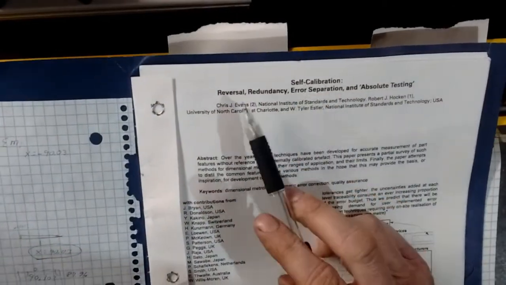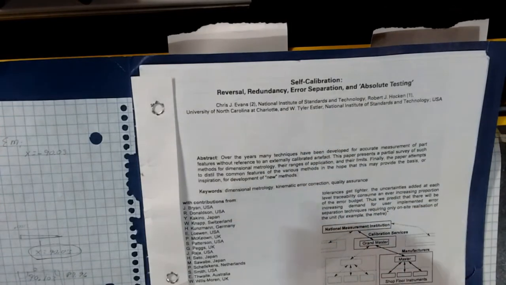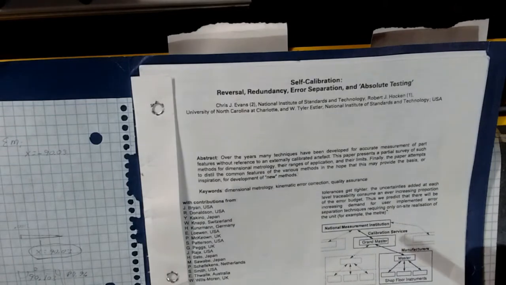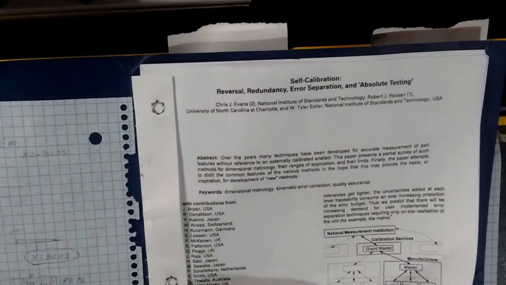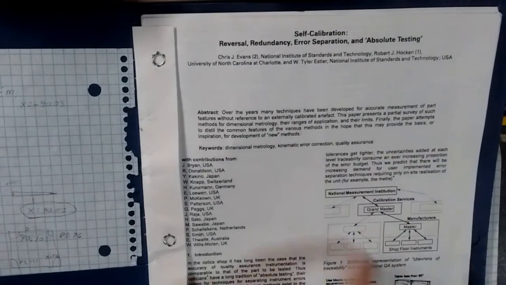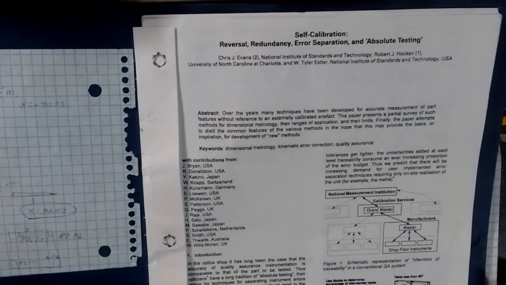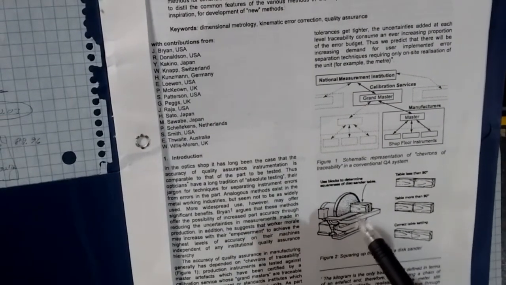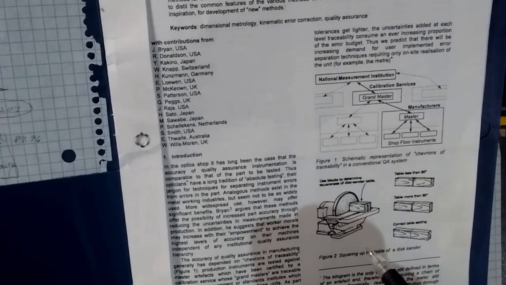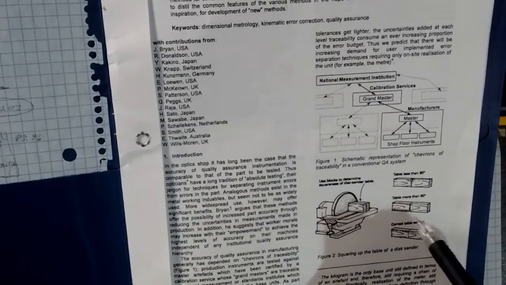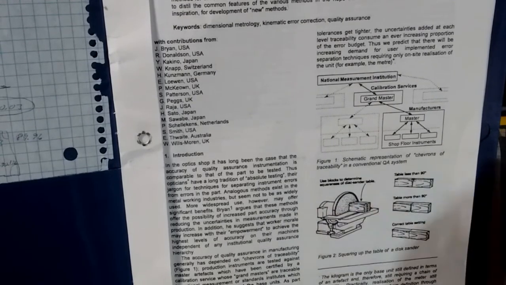The paper is called Self-Calibration, Reversal, Redundancy, Error Separation, and Absolute Testing, written by a couple of folks from the National Institute of Standards and Technology and a gentleman from the University of North Carolina. Basically they cover the whole tree hierarchy of the standards, tracing all the way back to the national measurement institutions. And they introduce the subject by showing how you adjust a disc sander using two blocks of wood to set it to 90. You sand the faces of two blocks, rotate them around 90 degrees and butt the sanded faces. And you can tell whether the angle is less than 90, more than 90, or 90. Of course, it's 90 when the two faces butt together perfectly.